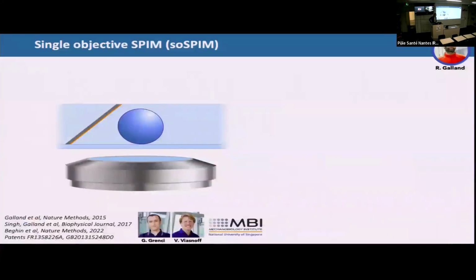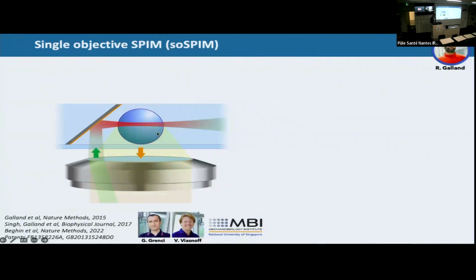Okay, so what is SOSPIM about? It's a very simple technique, at least on paper. Actually, it was the postdoc work of Remy when he joined the team already 10 years ago. The idea is to use 45-degree mirrors on your cover slip in order to create a light sheet which is perpendicular to your optical axis, and then using the same objective, collect the fluorescent light.